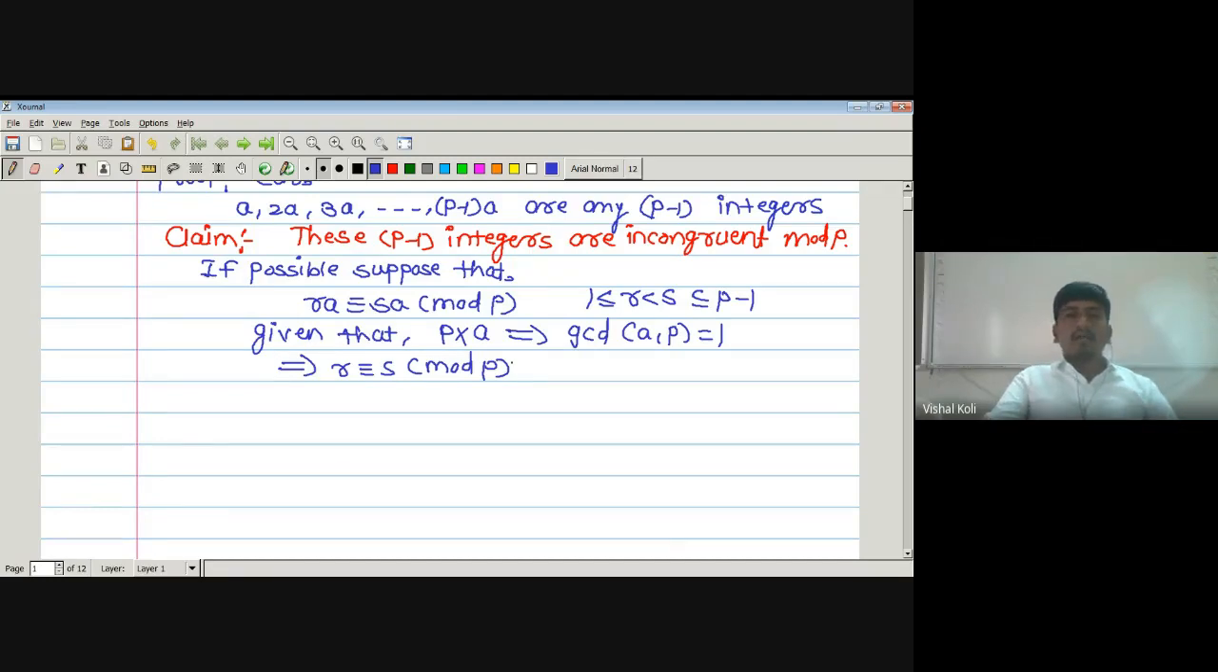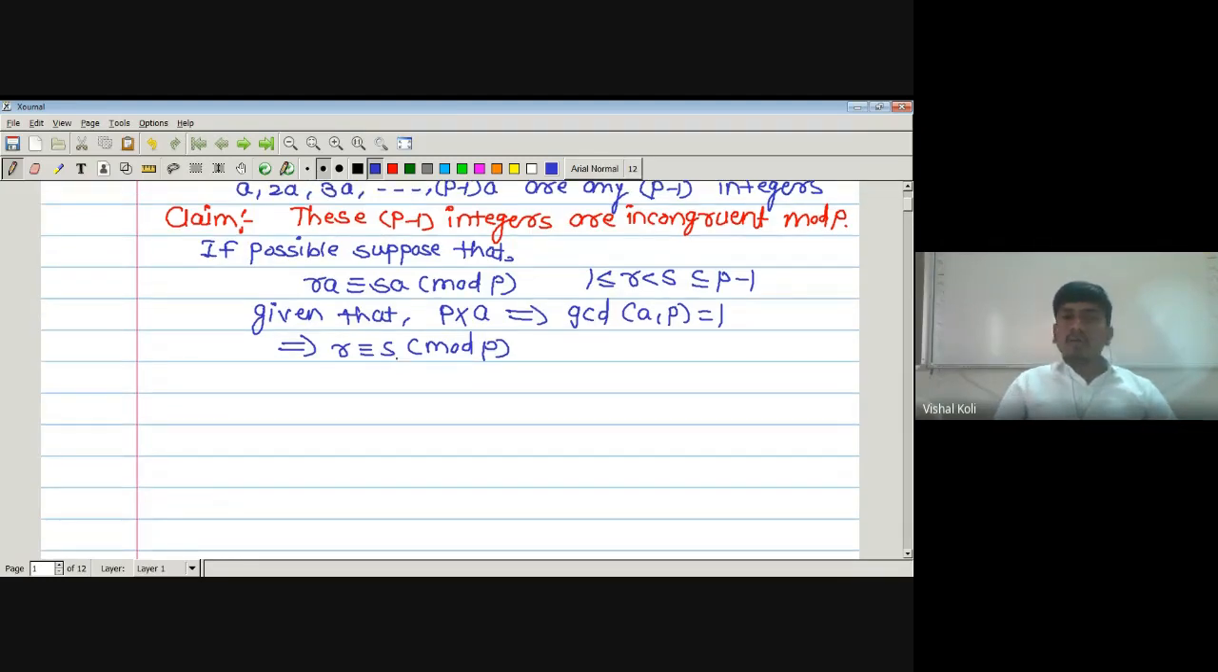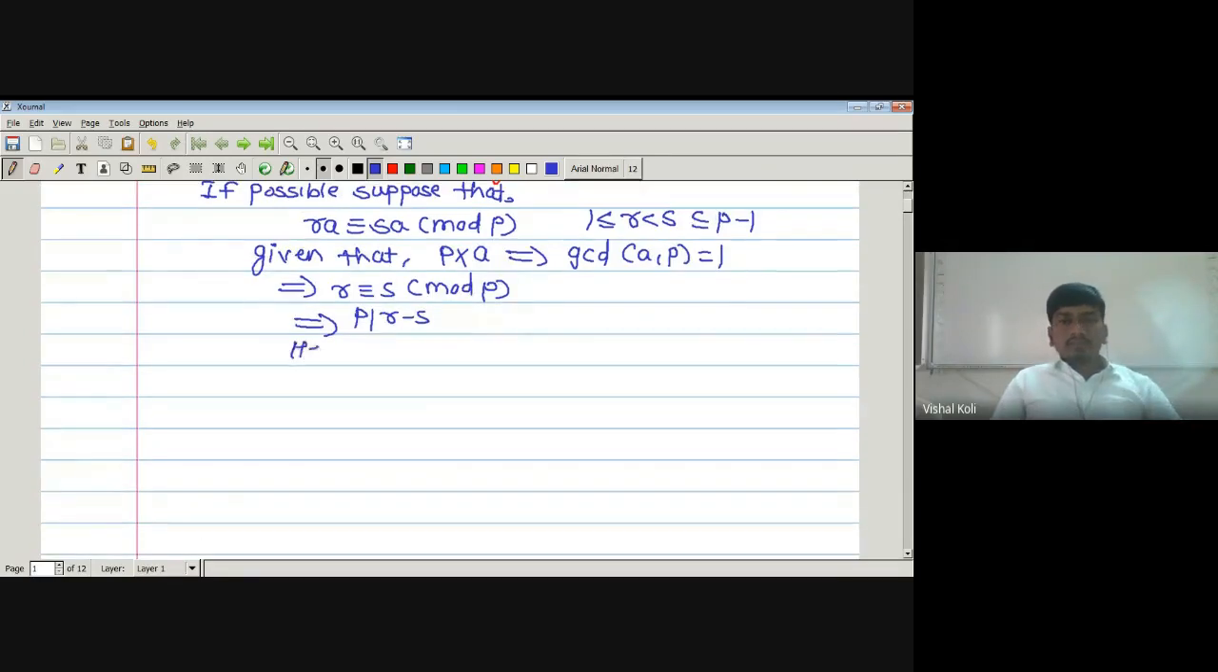Now here we have to use the definition of congruence, which implies P divides R minus S. Now here, 1 is less than or equal to R, which is less than S, and both lie between 1 and P minus 1. Then is it possible that P divides their difference? R and S are both integers which are less than P, so is it possible that their difference is divisible by P?